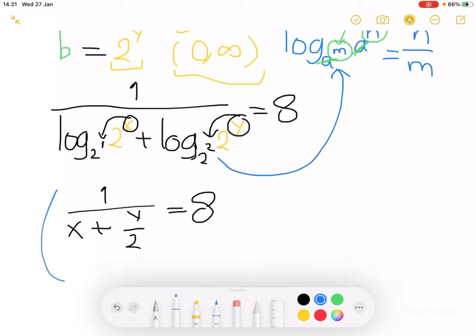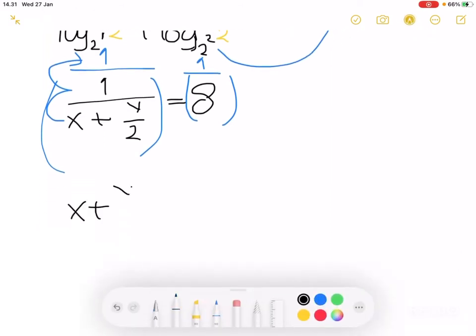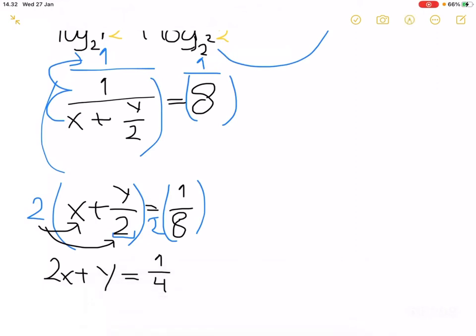Let's take the reciprocal of both sides. So 1 over x plus y over 2, we bring this up. Next we have x plus y over 2 is equal to 1 over 8. We can multiply both sides by 2 because it will be very nice later, since we don't want this 2 in the denominator. So we distribute the 2 inside the brackets: 2x plus 2 times y over 2, which is y. And then we're left with 1 over 4.